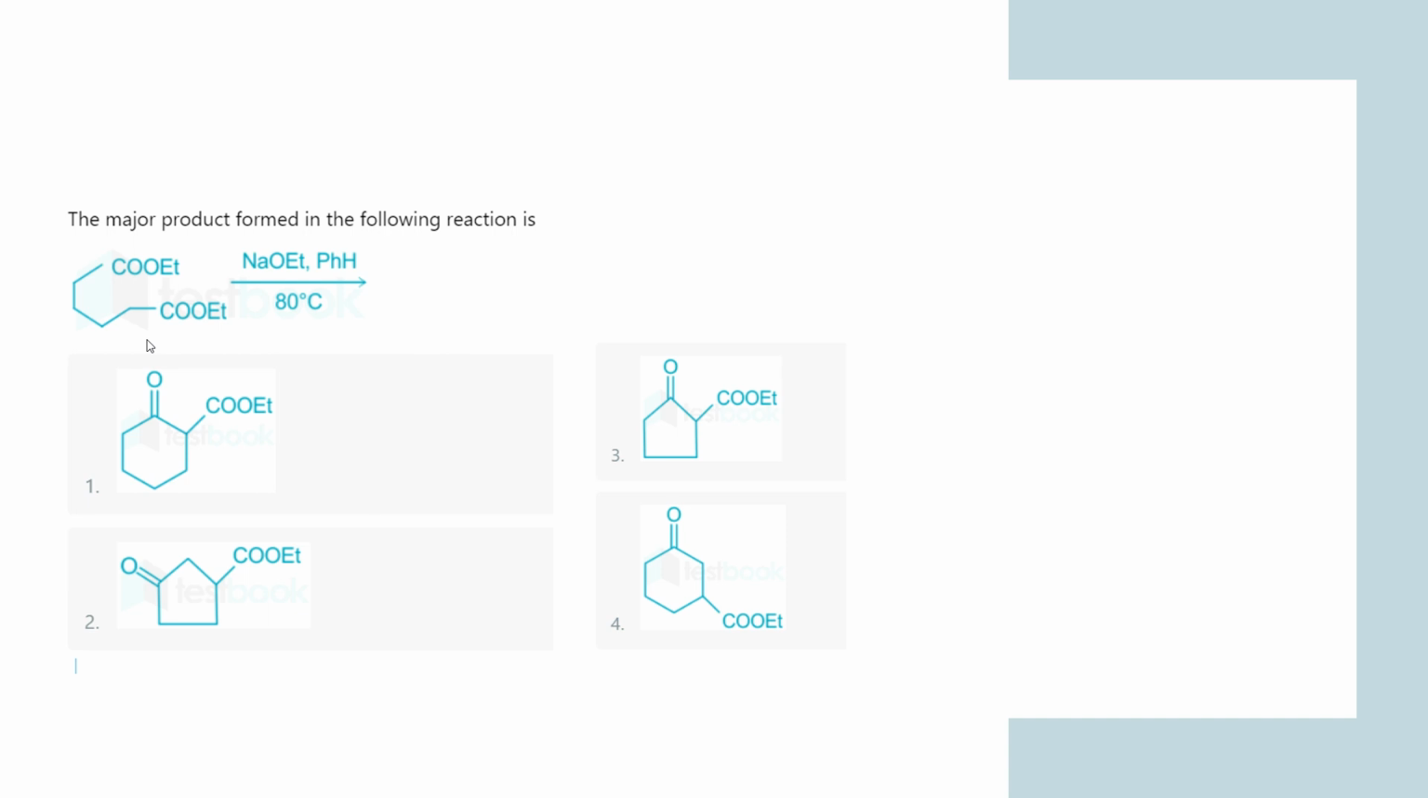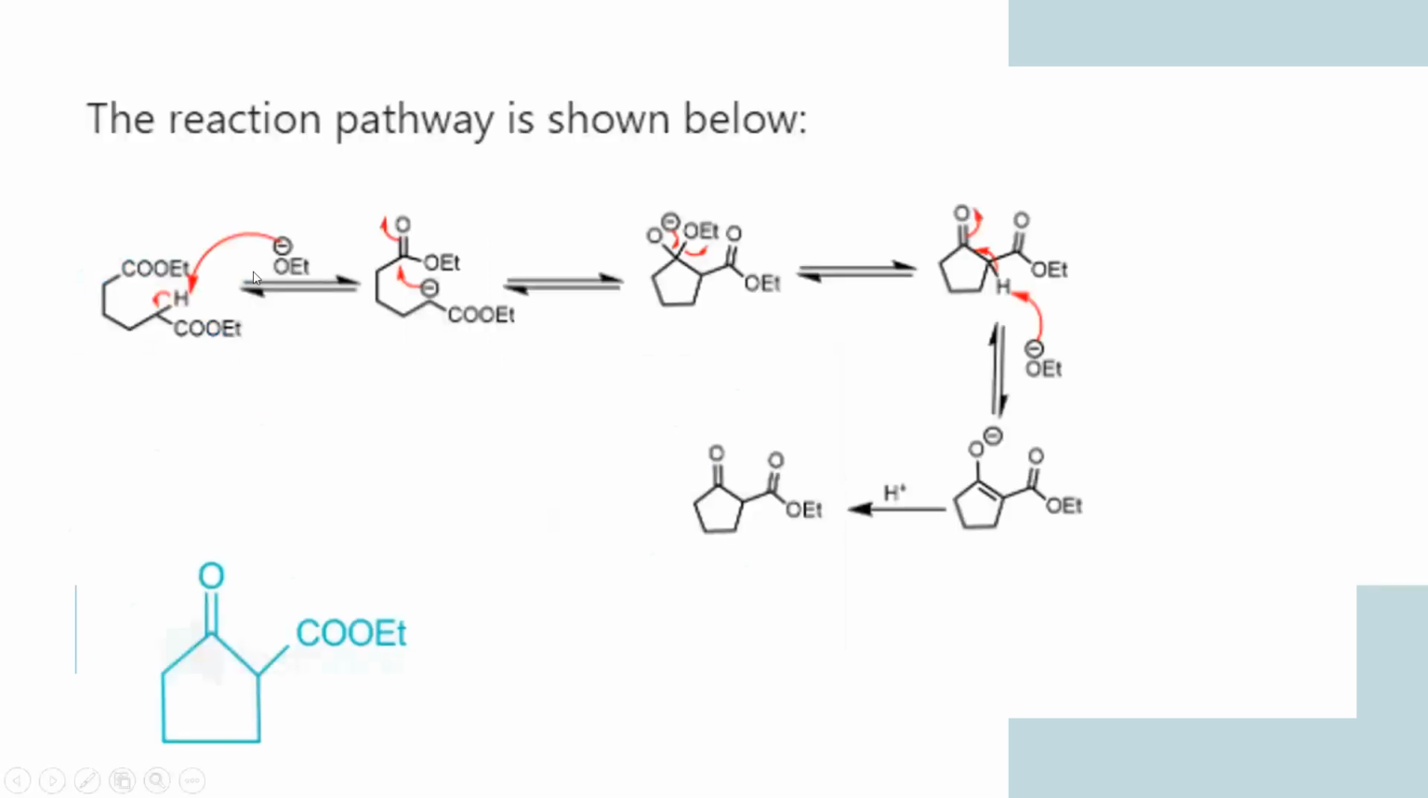So till now, if you have understood the basic concept, what happens first? The base will abstract the acidic proton from the alpha position to ester. Okay, since this is a symmetric molecule, it will abstract the proton from either here or here. Okay, so like this, the base will abstract the proton, giving you the carbanion at this center. If you do the other way, like abstract the proton from here, that is also going to be the same only. Okay, because this is a symmetric molecule.